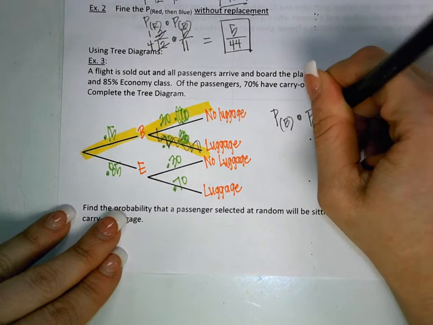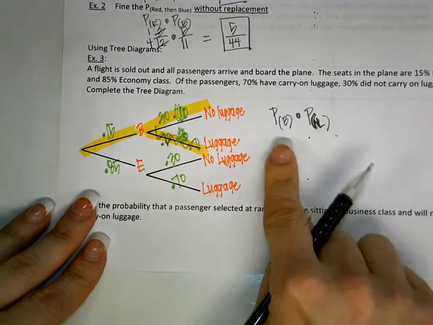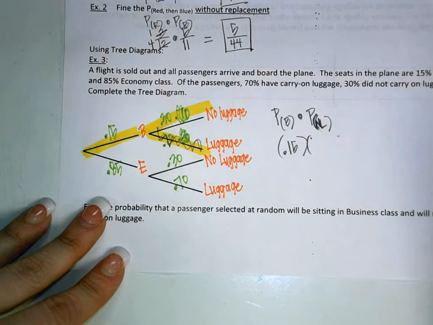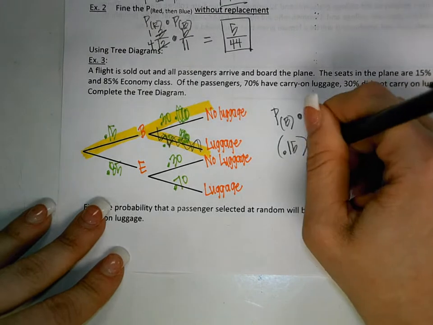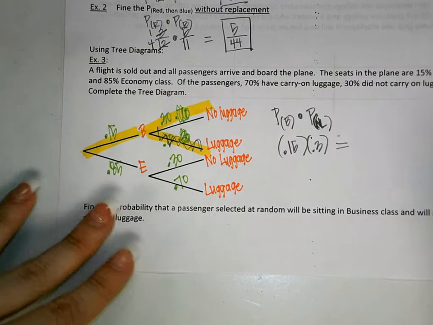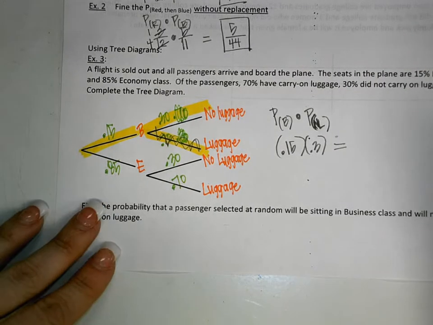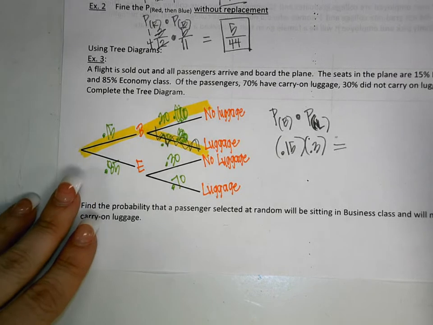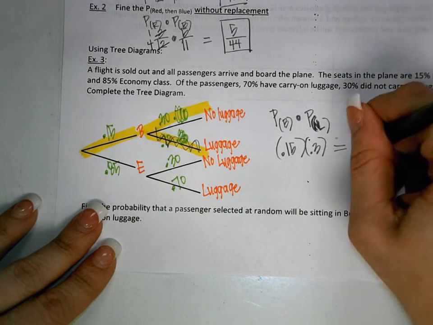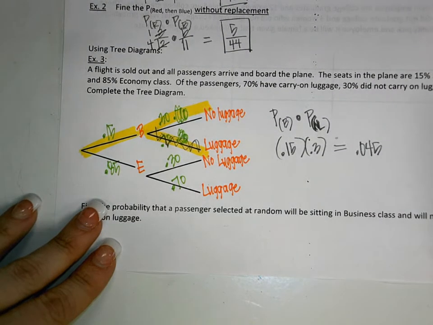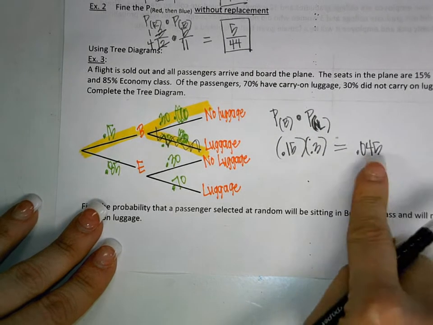So, probability of being in business class is 0.15 multiplied by probability of no luggage, which is 0.3. When you multiply those together, what do you get? 0.045. Okay, let's think about this. When we multiply decimals, you have to count the decimal places. If you do not count the decimal places, you're probably going to get it wrong. So, 1, 2, 3 decimal places.